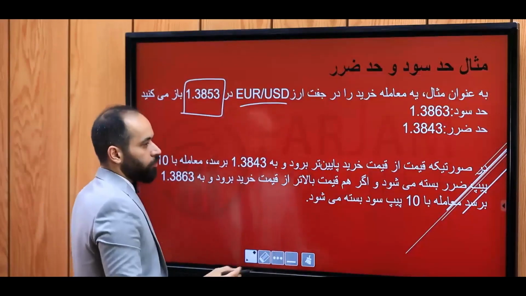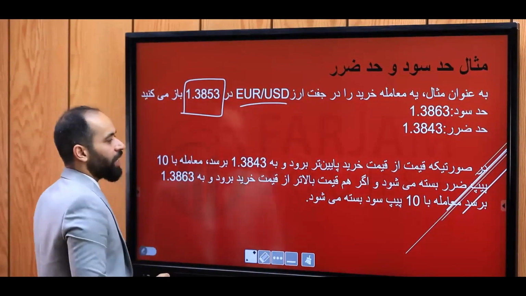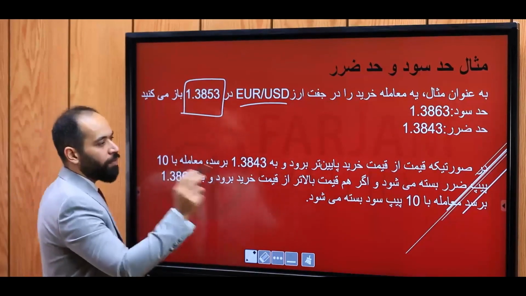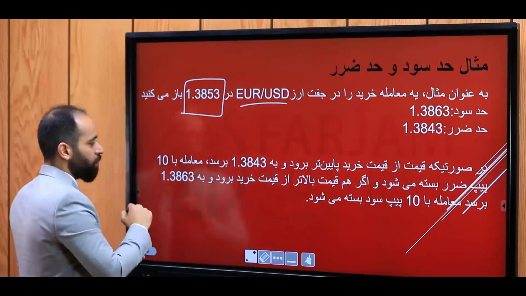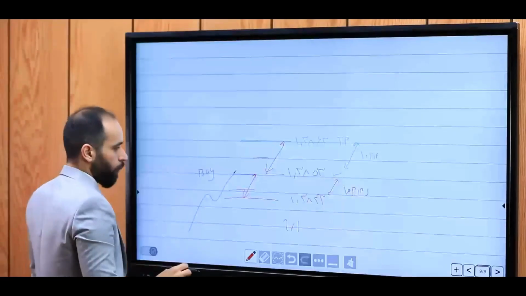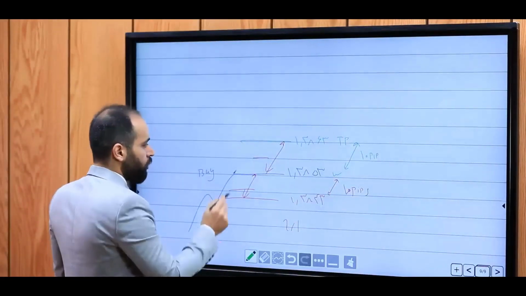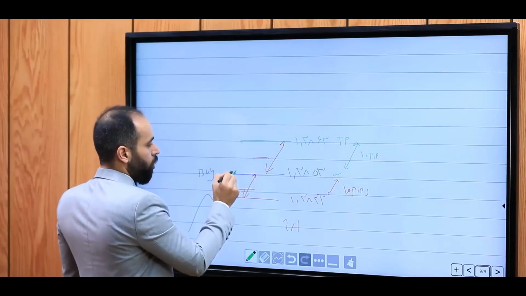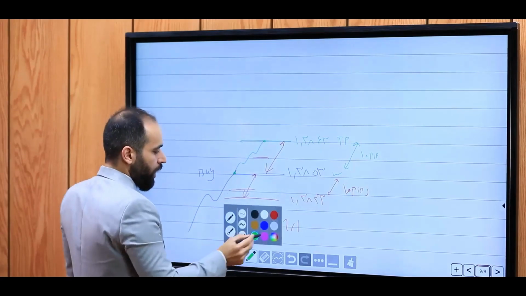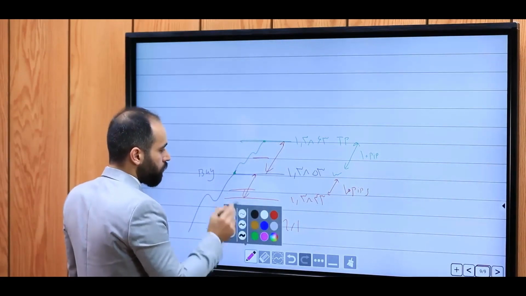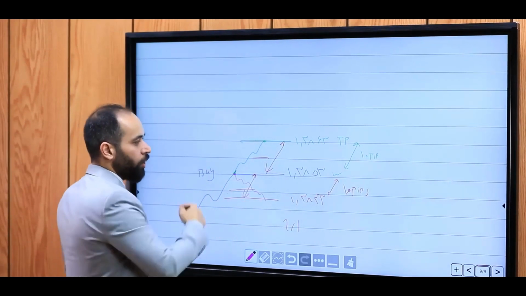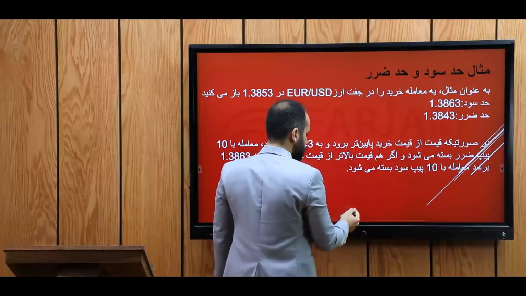Now, if the price drops below the purchase price and reaches 138.43, the trade will close with a 10 pip loss. And if the price rises above the purchase price and reaches 138.63, it will close with a 10 pip profit. We can see right here that it's exactly like that. Now, if the chart from this point where we enter the trade goes up by 10 pips, we'll exit here with a 10 pip profit. And if from this same point it drops by 10 pips, we'll exit with a 10 pip loss. This was a calculation using real prices.